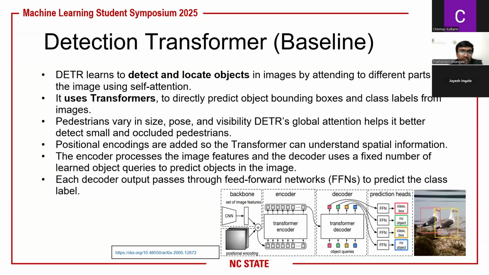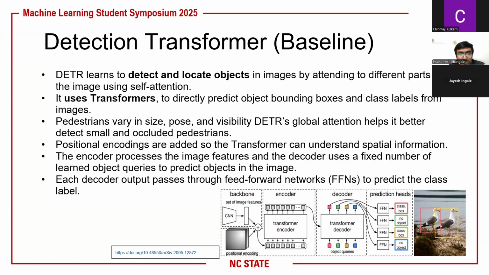Our baseline model was DETR. DETR is unique because it eliminates the need for components like anchor boxes and non-max suppression. Instead, it uses a transformer-based encoder-decoder architecture. The encoder receives image features extracted by ResNet 50 and models global context using self-attention. This is especially useful for detecting pedestrians of varying sizes and visibility.